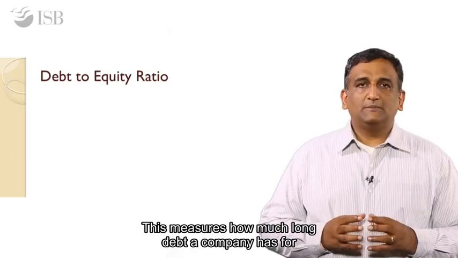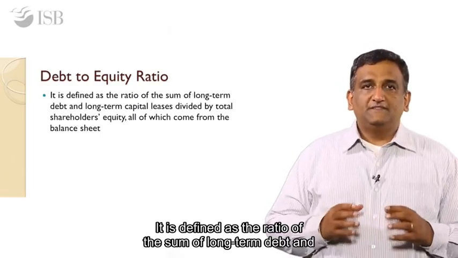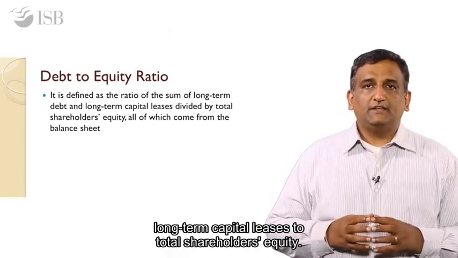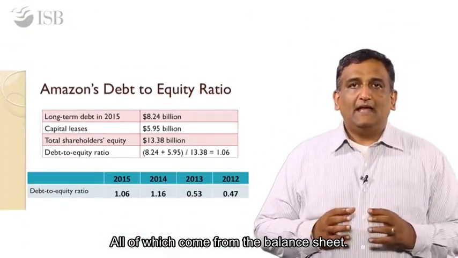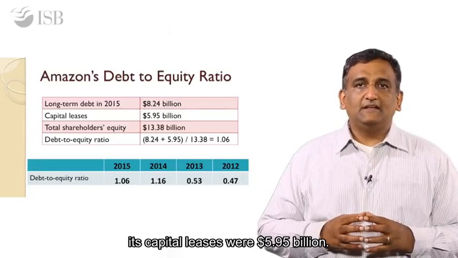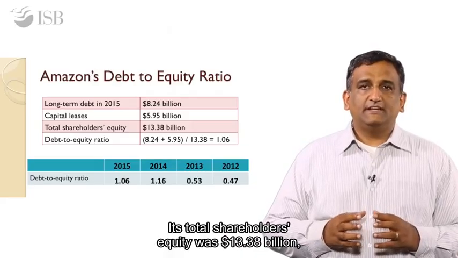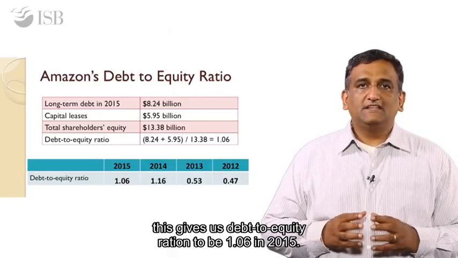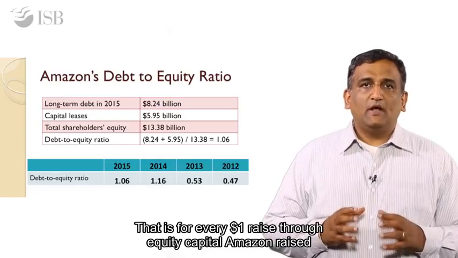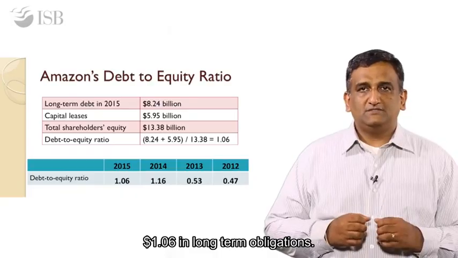This measures how much long-term debt a company has for each dollar of shareholders' equity capital raised. It is defined as the ratio of the sum of long-term debt and long-term capital leases to total shareholders' equity, all of which come from the balance sheet. Amazon's long-term debt in 2015 was $8.24 billion and its capital leases were $5.95 billion. Its total shareholders' equity was $13.38 billion. This gives us the debt to equity ratio to be 1.06 in 2015. That is, for every $1 raised through equity capital, Amazon raised $1.06 in long-term obligations.